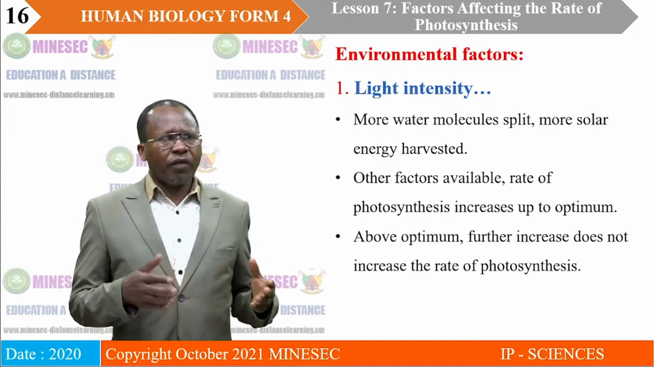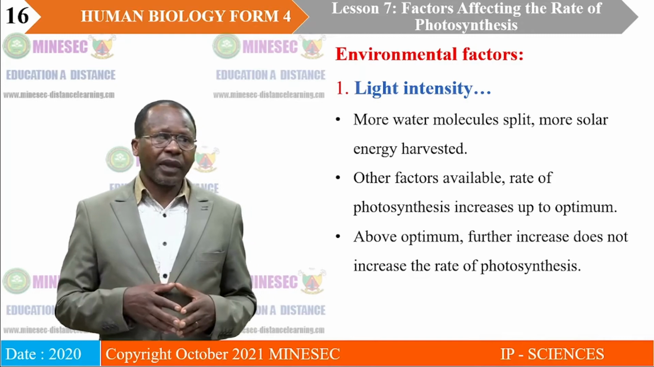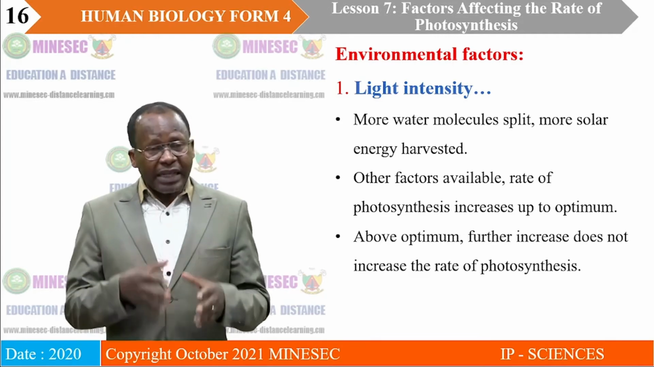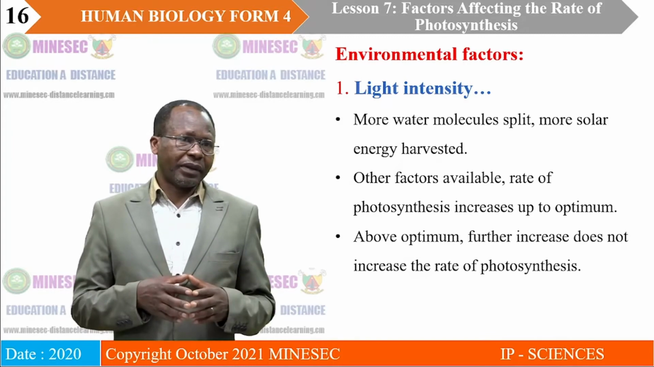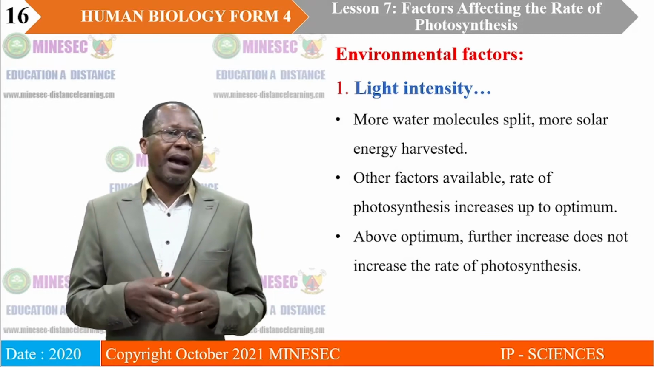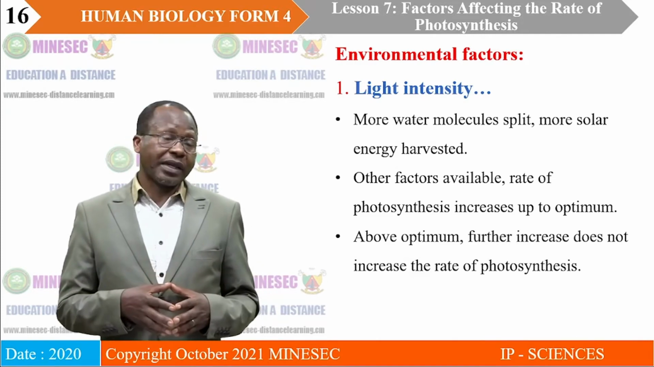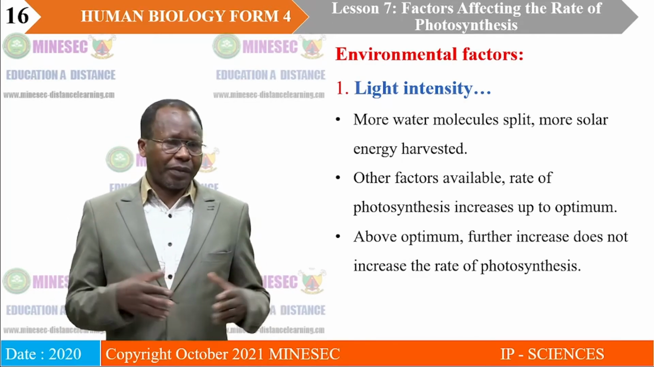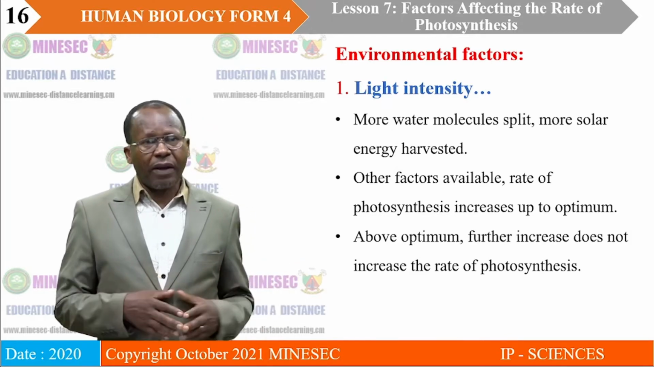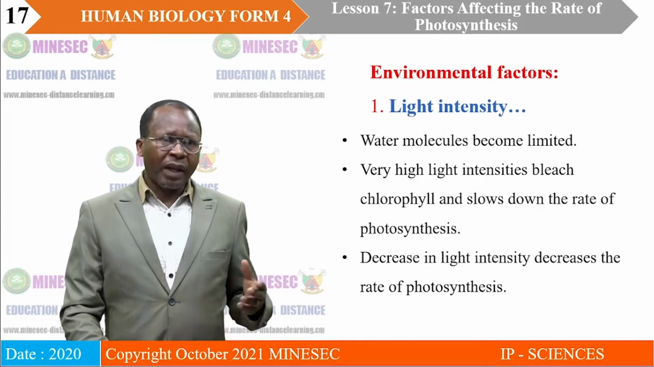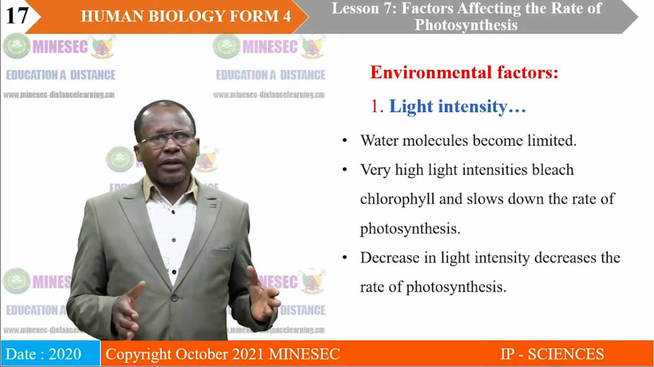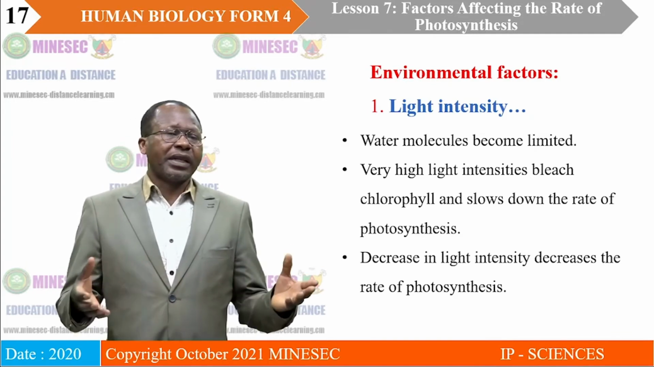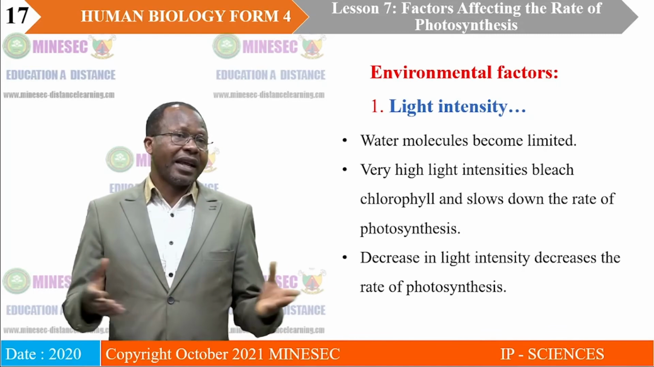We see that as light intensity increases, more water molecules are split and more solar energy is harvested. But this is done if other factors are available, because other factors, if not available, become limiting factors. But this increase in rate of photosynthesis with all factors available goes only up to an optimal level, and after that, it stops. It remains at that level because other factors become limiting. At this point, if water molecules are being split with the increase in light intensity, when the light intensity becomes excess, the water molecules also become limited and they need extra supply.